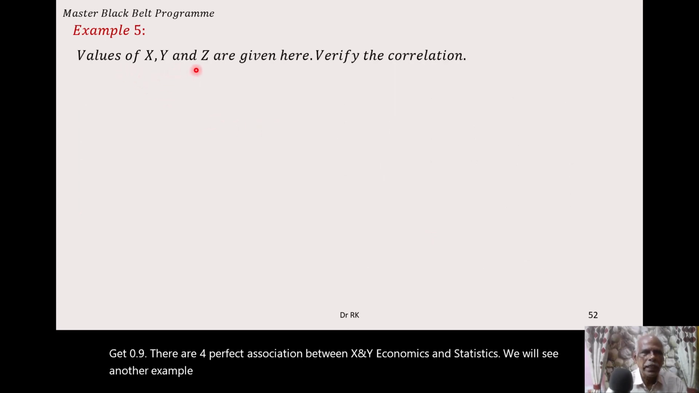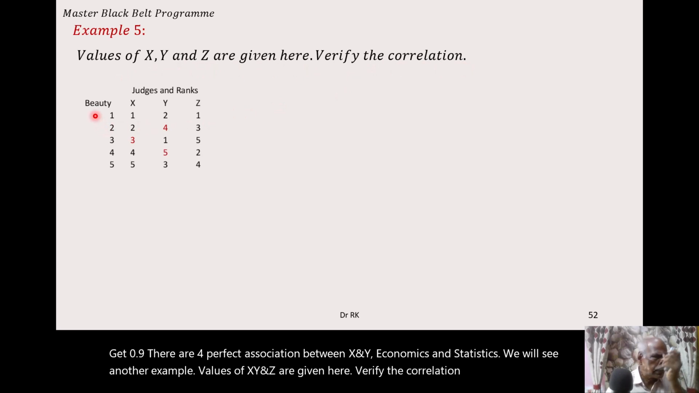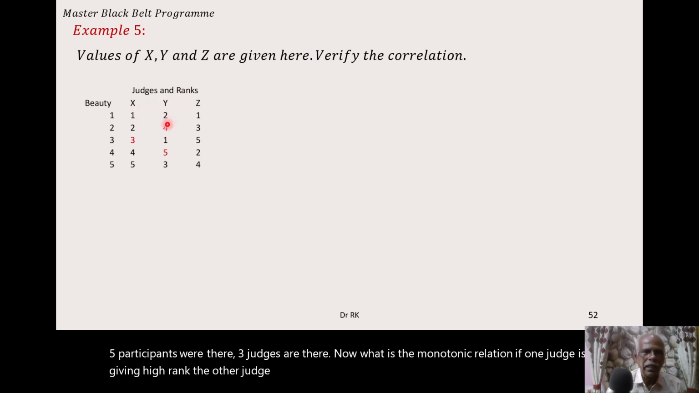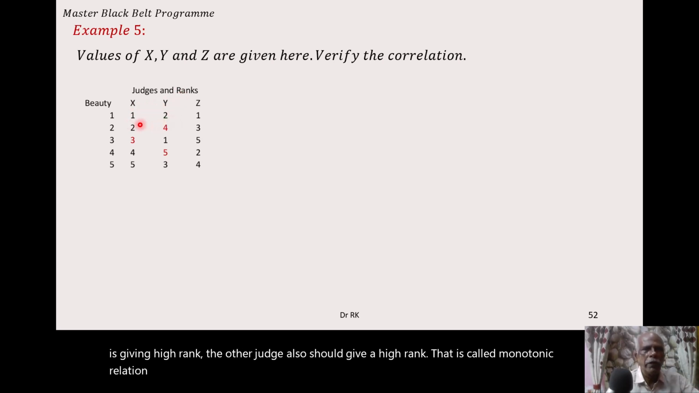Values of x, y and z are given here. Verify the correlation. It is a beauty contest. 5 participants were there and 3 judges. Now, what is the monotonic relation? If one judge gives a high rank, the other judge also should give a high rank. That is called monotonic relation. So, we will now verify this.